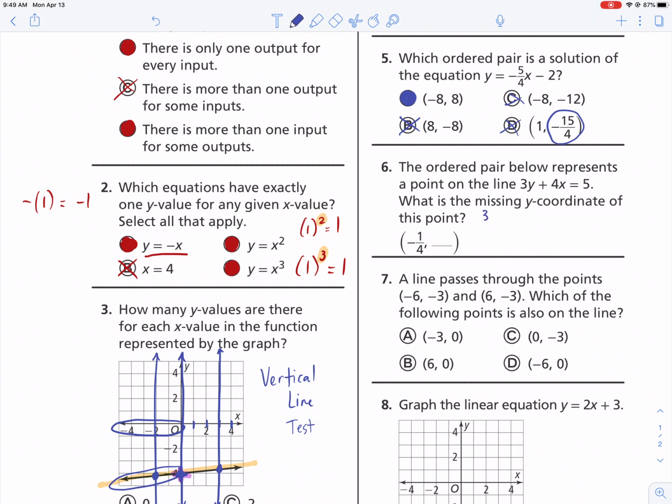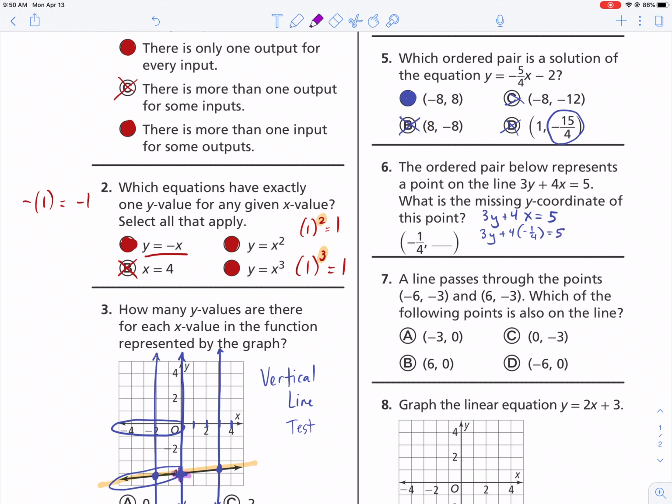So we're going to do 3y plus 4x equals 5. And Lincoln's here to help. Substituting in for our x, we're going to put -1/4, which is nice because we have a 4. So we're going to say 3y plus 4 times -1/4 equals 5.